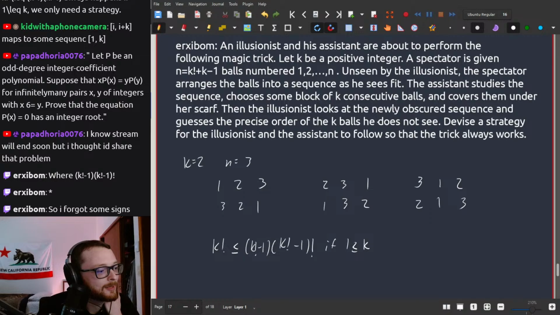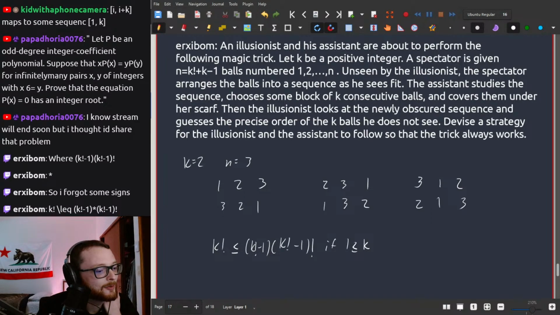Let P be an odd degree integer coefficient polynomial. Suppose x p of x equals y p of y for infinitely many pairs x, y of integers with x not equal to y. Prove the equation p of x equals 0 has an integer root. Ooh. Odd degree.